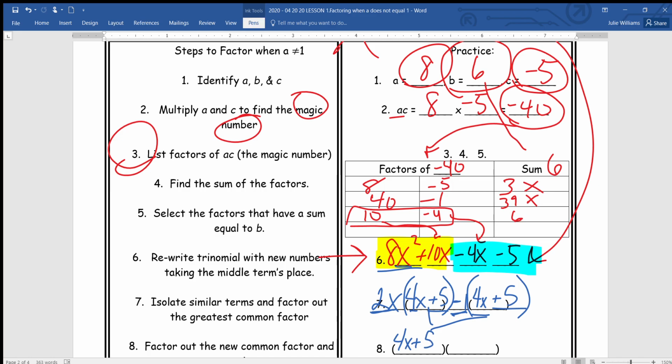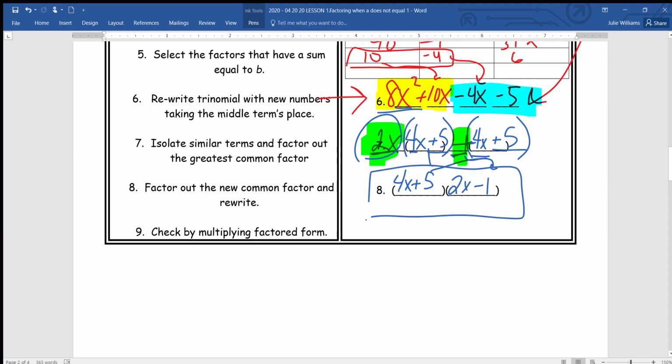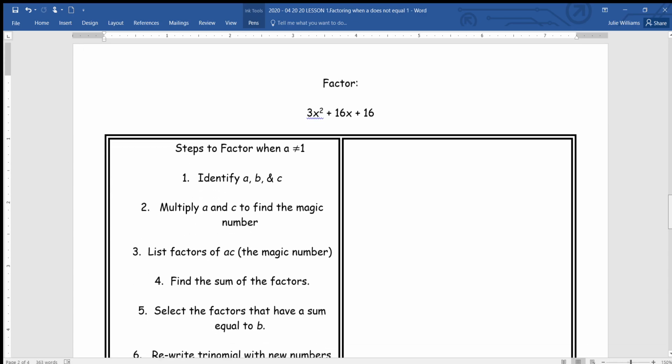Okay, the other factor is going to be what's outside the two parentheses. So it's going to be 2x, which is this, minus 1. Okay, so if you were to multiply those two binomials together, you would get what we started with. So it even tells you here to check by multiplying factored form. Alrighty, let's go to the next one.